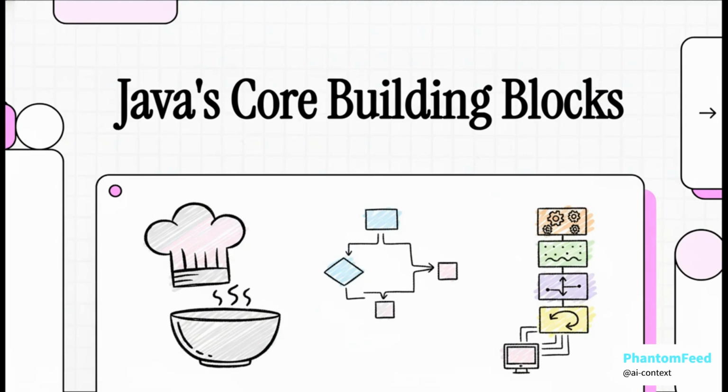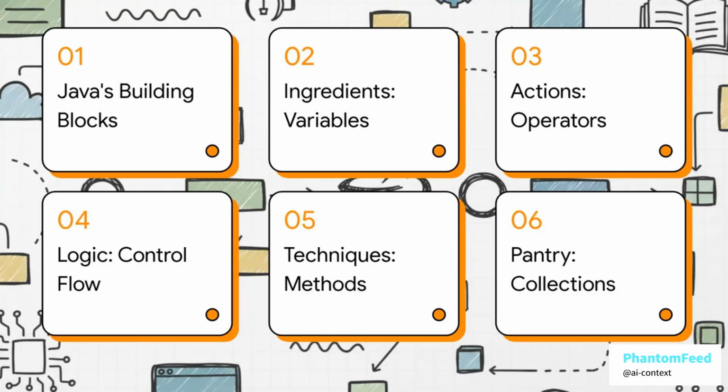Welcome to The Explainer. Today, we're not just going to learn to code, we're going to learn how to write a recipe. But this is a very, very specific recipe written for a computer. We're breaking down the 5 fundamental building blocks of the Java programming language by thinking about it in a whole new way.